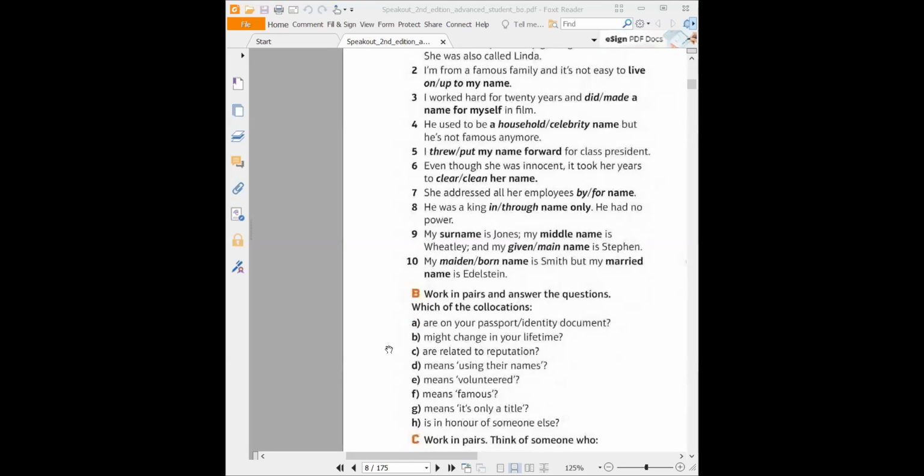Teacher, what does reputation mean? Reputation, when you are famous, you have your own reputation. Oh, okay. Yeah, not just when you're famous, everybody has a reputation.